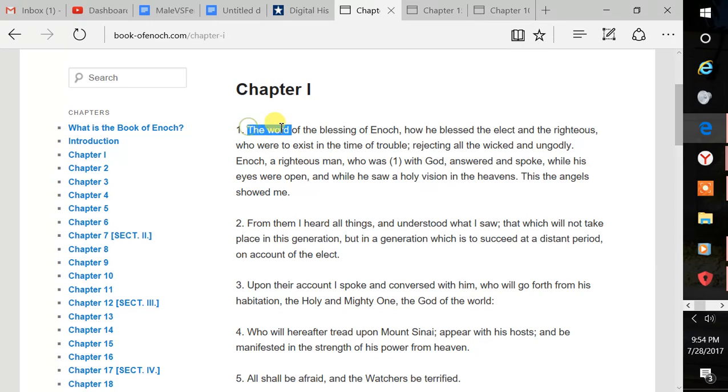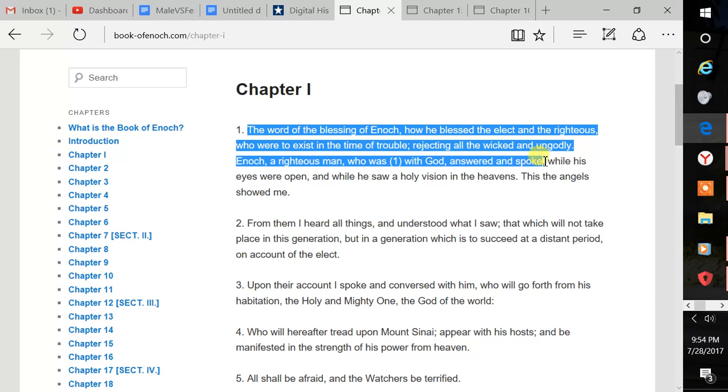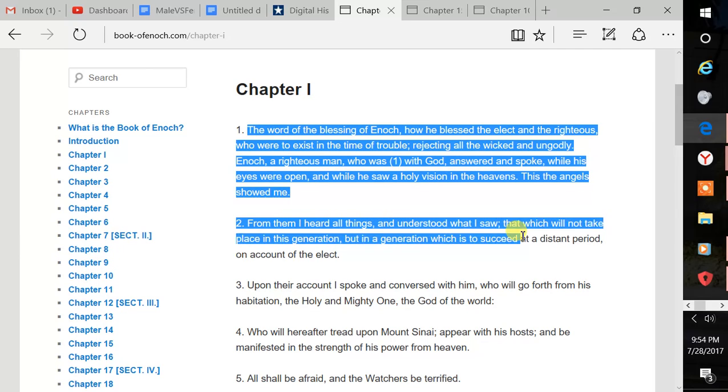It says, the word of the blessing of Enoch, how he blessed the elect and the righteous who were to exist in the time of trouble, rejecting all the wicked and ungodly. Enoch, a righteous man who was with God, answered and spoke, while his eyes were open, and while he saw a holy vision in the heavens. This the angels showed me. From them I heard all things and understood what I saw, that which will not take place in this generation.